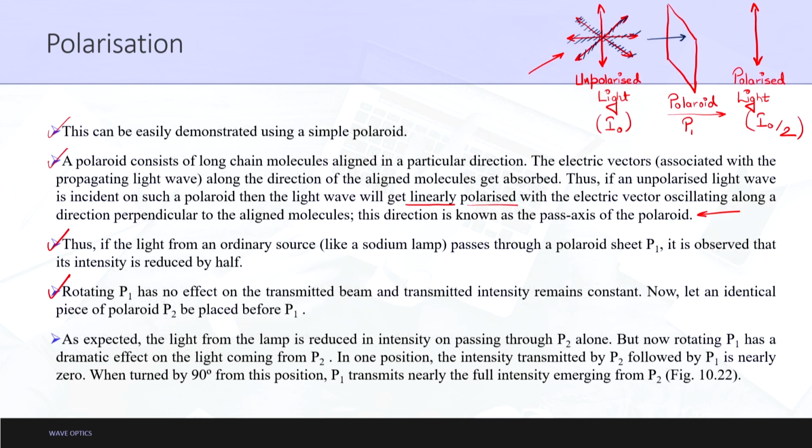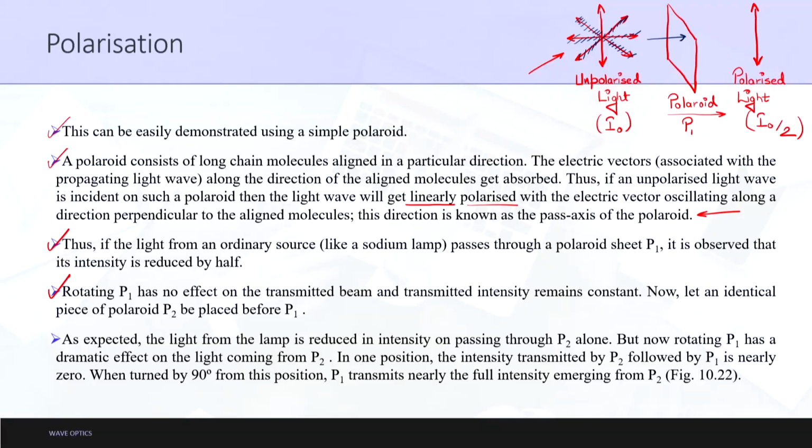For now, let me iterate the final concluding statement. As expected, the light from the lamp is reduced in intensity on passing through P2 alone. Quite evident, if we pass light having intensity I0 through a Polaroid P2, the intensity will be reduced to I0 by 2. But now rotating P1 has a dramatic effect on the light coming from P2. If we change the orientation of P1, then there may be an effect.